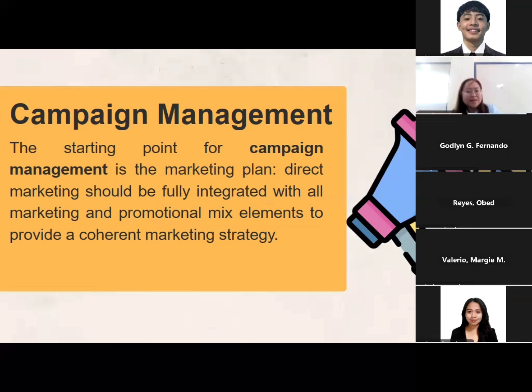Example, Nike's Just Do It campaign. Nike's campaign management starts with a clear marketing plan that integrates direct marketing with its broader strategy. Aside from that, Nike positions its products as high performance gear for athletes and active individuals, emphasizing motivation and perseverance. As you can see, this positioning actually affects how Nike targets its campaigns and crafts persuasive messages.